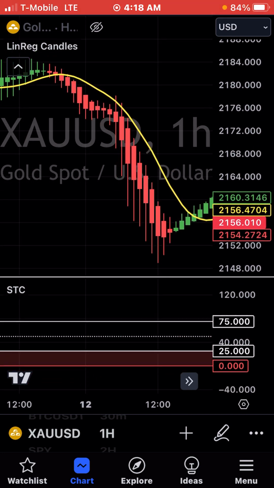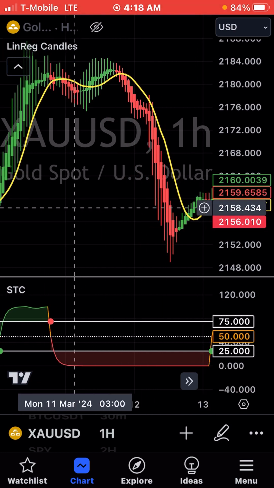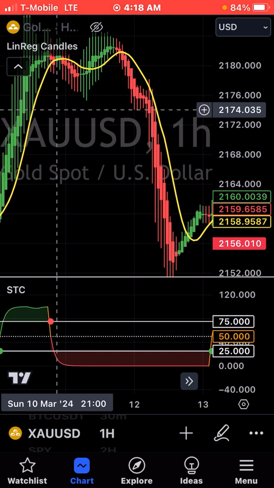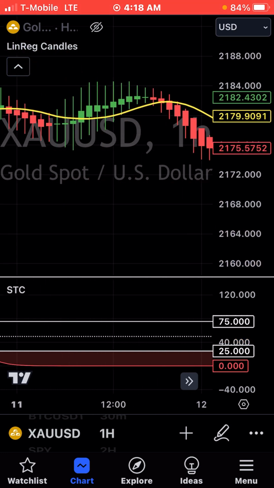So let's look real quickly. The next entry point would be right here. Now, this one looks a little tricky because they're not all going to be winners here.